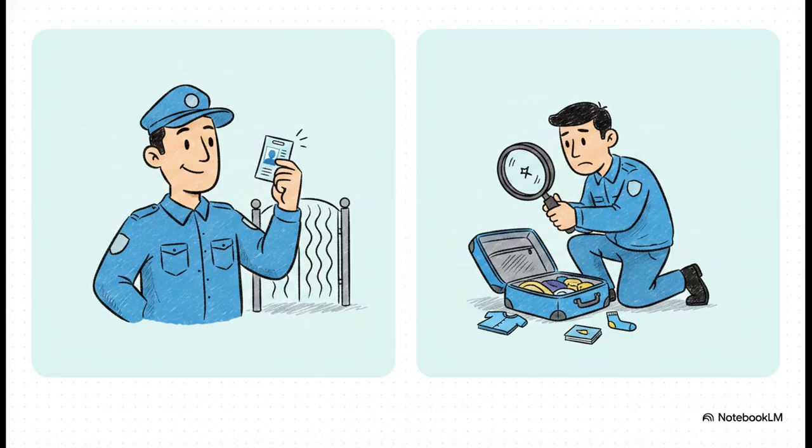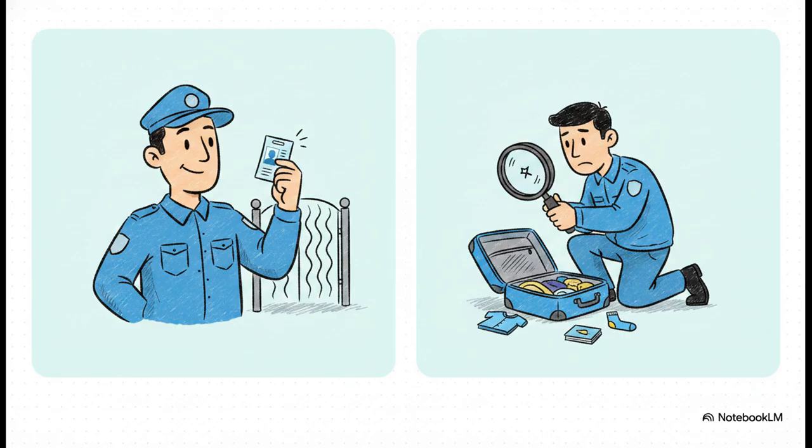Now, you've basically got two main ways to guard these gates. A network layer firewall is kind of like a security guard checking ID cards at the door. It quickly glances at the IP addresses and port numbers on a packet and makes a lightning-fast allow or drop decision, but it doesn't look inside the bag.